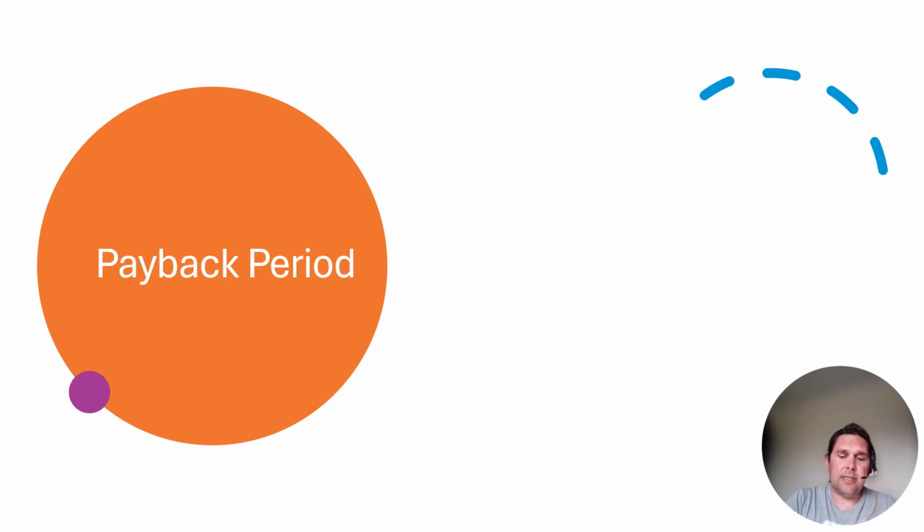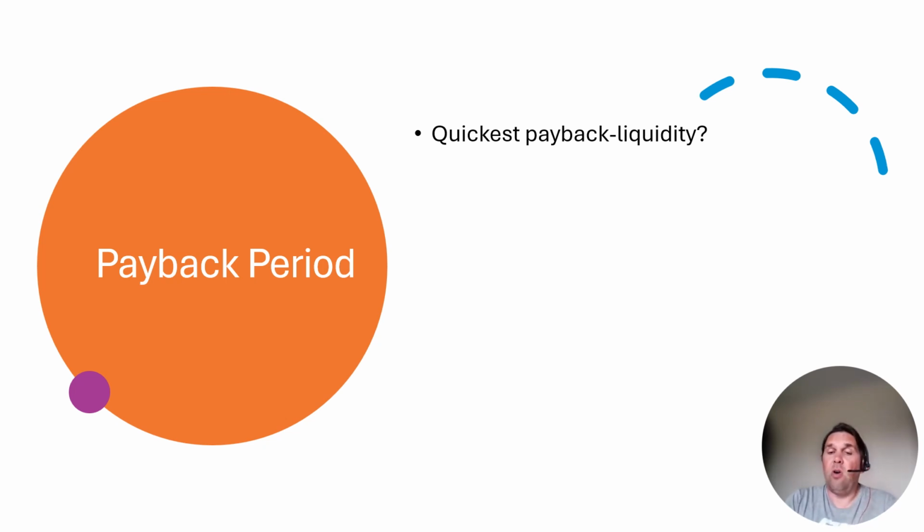So payback, slightly different option. We're looking at payback. The quicker the payback, the better. The quickest payback means we get our money back, obviously, earlier than the other option. And so purely on that basis, we would say that a quicker payback is better. And then we look at the idea of liquidity, because the quicker we pay back our investment, the quicker we've got the cash back, and that will improve our liquidity within the business.